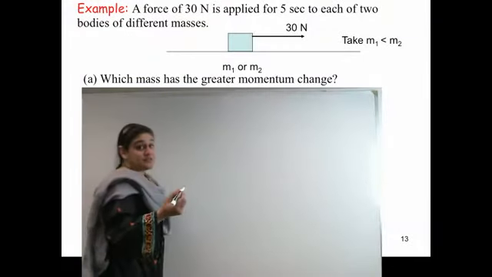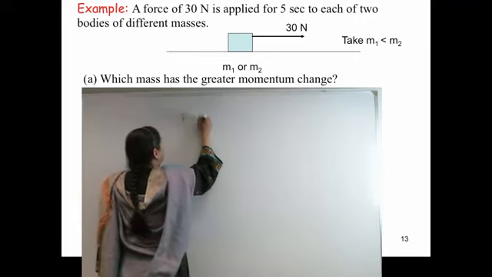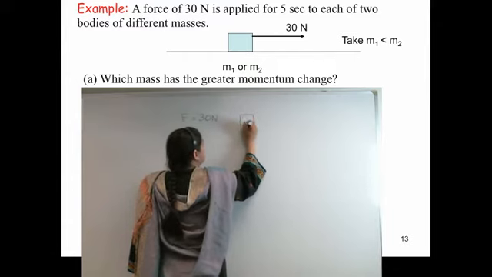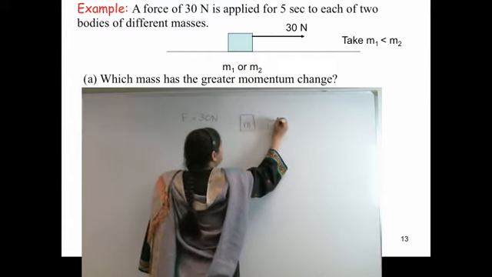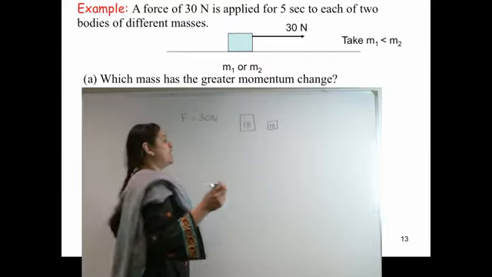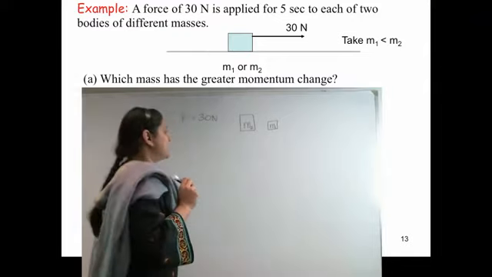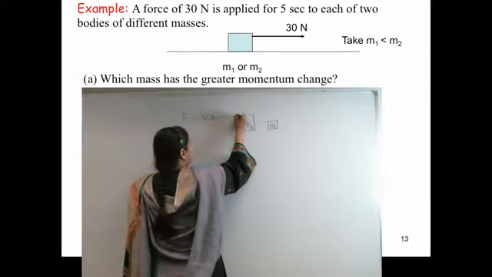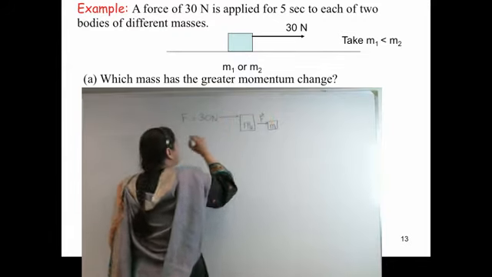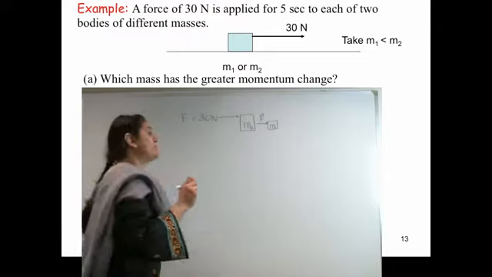Now the question gives us a force of 30 newtons applied to two masses. One is mass M1 and one is mass M2. And it says take M1 to be less than M2. So M1 is smaller than M2 and a force of 30 newtons, let's say, is being applied in both cases, right? So what is happening? Question 1 asks which mass has the greatest momentum change.